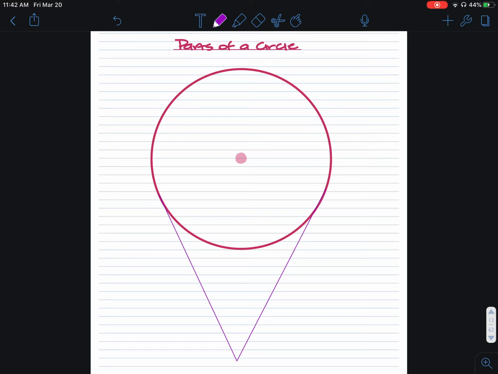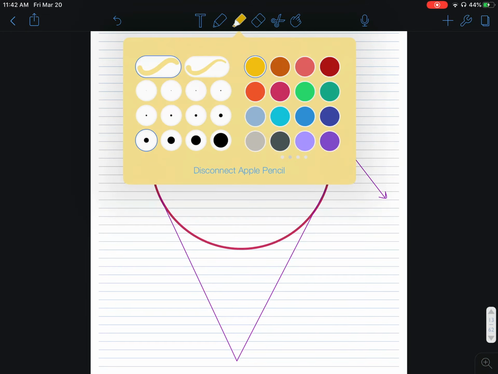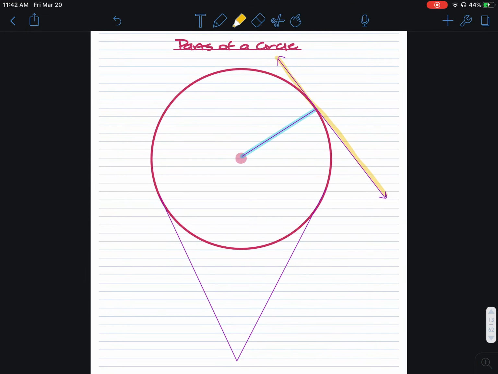So if I have a tangent, ignore the bottom two lines for a second. If I have a tangent, let's say I have this purple line here. So I fix it, there we go. Again, my tangent has those two arrows. Okay, if I have a tangent and then I also have a radius, radius we know is half of a diameter, or it goes from the center to the edge. If I have a radius and a tangent, so this blue and yellow line, they are always, always, always perpendicular.